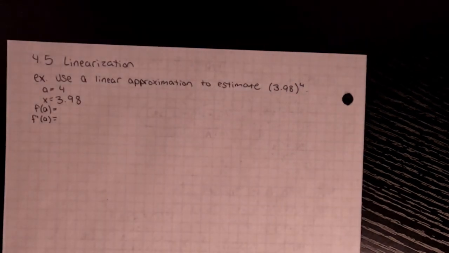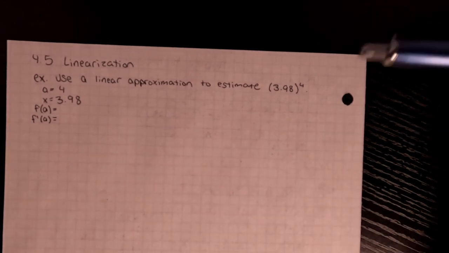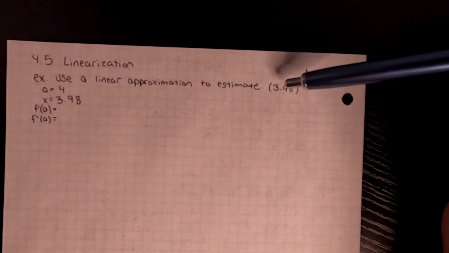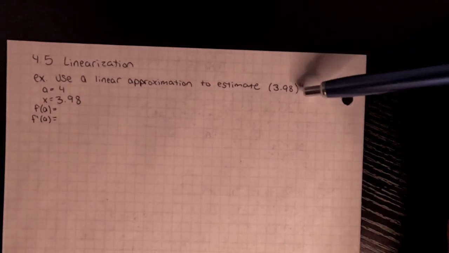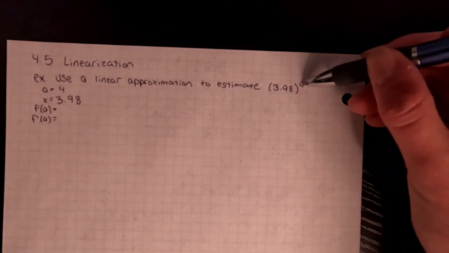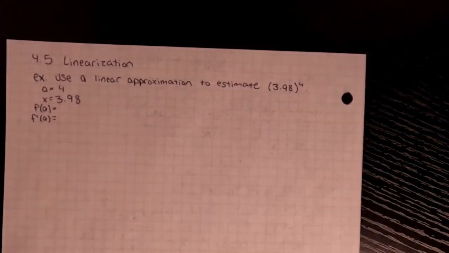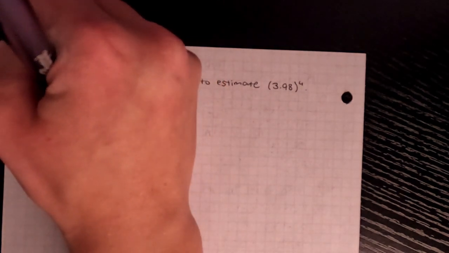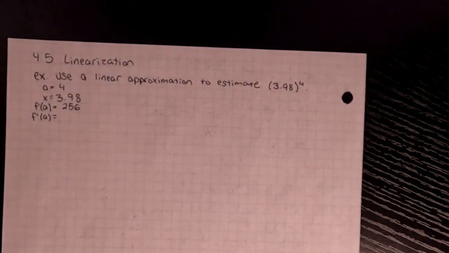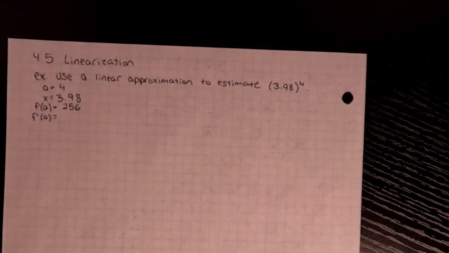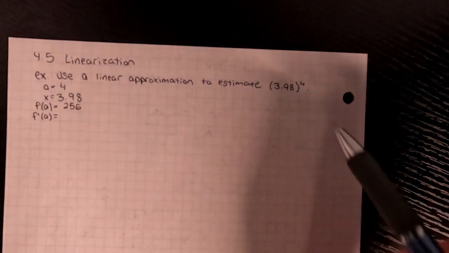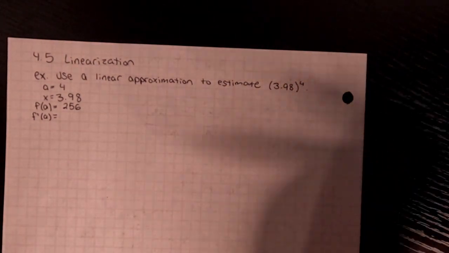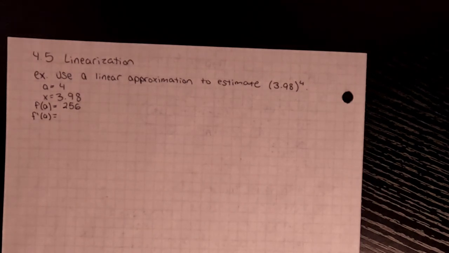And our f of a we get by plugging 4 into this equation and just multiplying it to the 4th power. And we get 256 for that one. And f prime of a is when we take this and instead of writing 3.98, we just put an x in and we take our derivative.